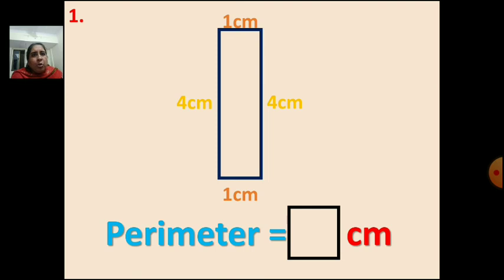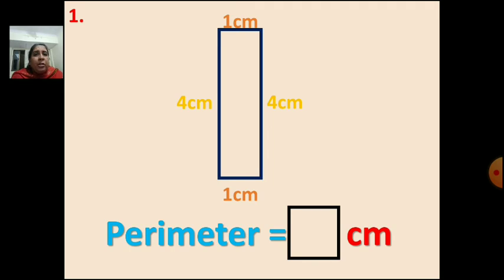Now since you know the formula, how to find the perimeter. Now this first question, what is the shape of the figure? It is a rectangle. You can see the length and breadth is given: 1 centimeter, 4 centimeter, 1 centimeter, 4 centimeter. Now how are you going to find the perimeter of a rectangle?